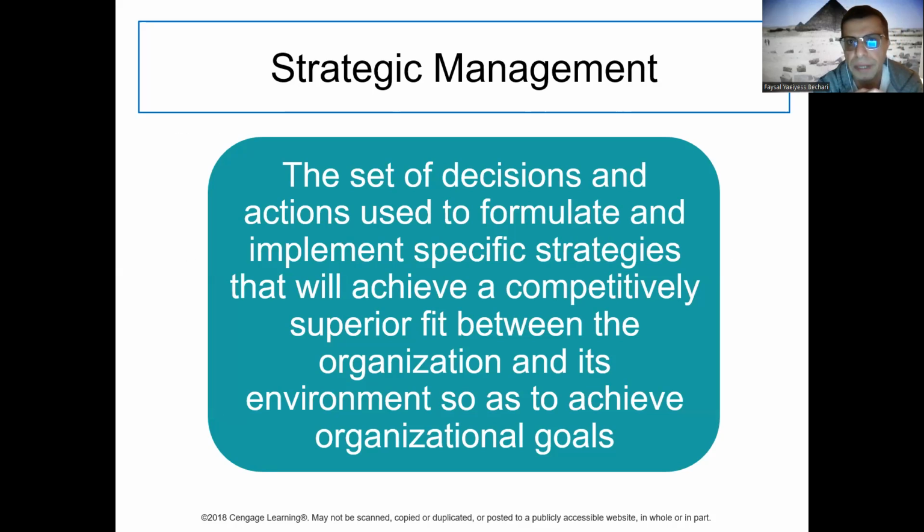What's strategic management? We have a strategy and we have strategic management. Strategic management is the set of decisions and actions used to formulate and implement specific strategies that will achieve a competitively superior fit between the organization and its environment so as to achieve organization goals. It reminds me of the show we made, Mission Possible.